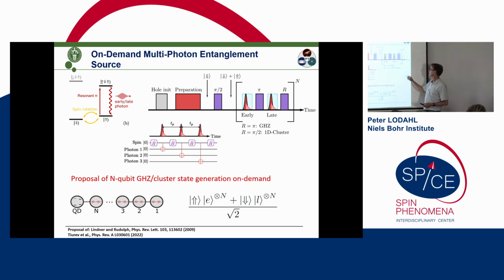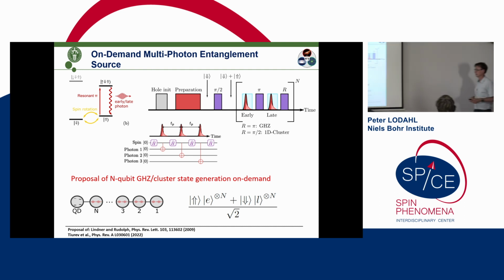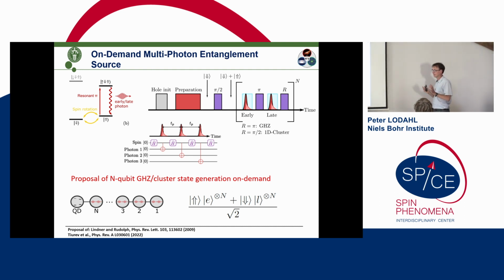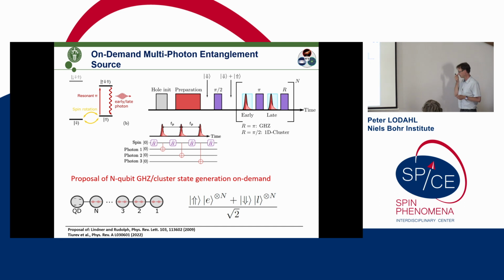It could also be a cluster state, so I could choose to do either a pi rotation or a pi/2 rotation in the pulse sequence, and there I'm really either generating a 1D cluster state or a 1D GHZ state. So there's quite some flexibility in the spin control that allows you to generate interesting entangled states. So, nice and simple. How well does it work in practice?